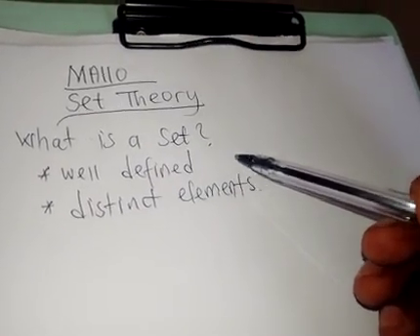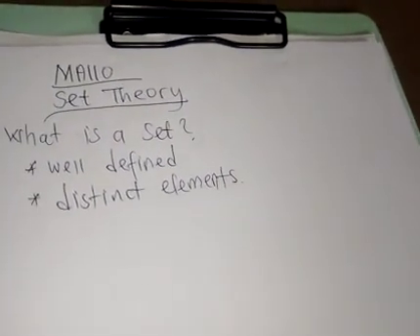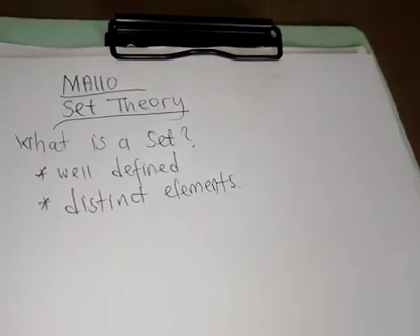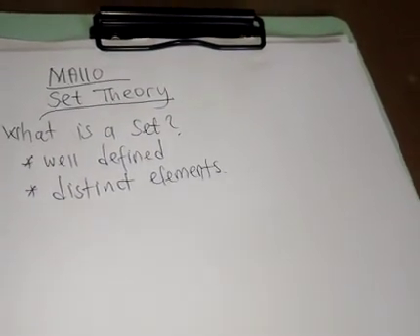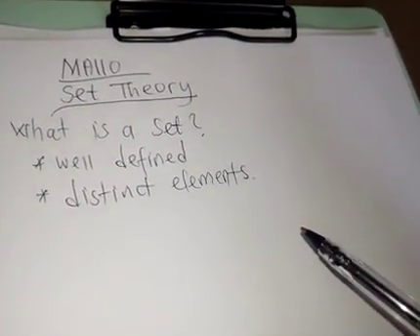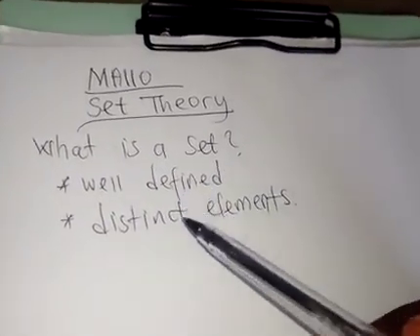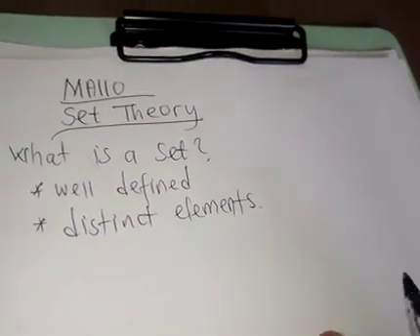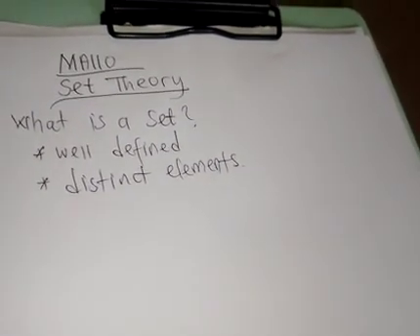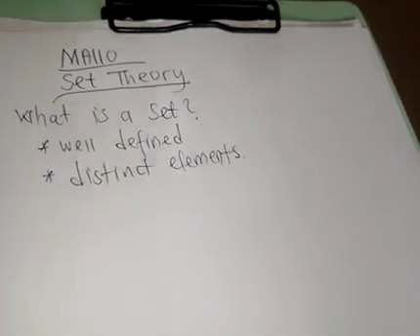By saying well-defined, the elements should be clearly defined or stated. For example, is this a set of the first 10 positive integers, or is it a set of the first 5 prime numbers? So the elements in a set should be clearly defined. Then for distinct elements, what we actually mean is that the elements in a set shouldn't be repeated. So you should not repeat the elements in a set.